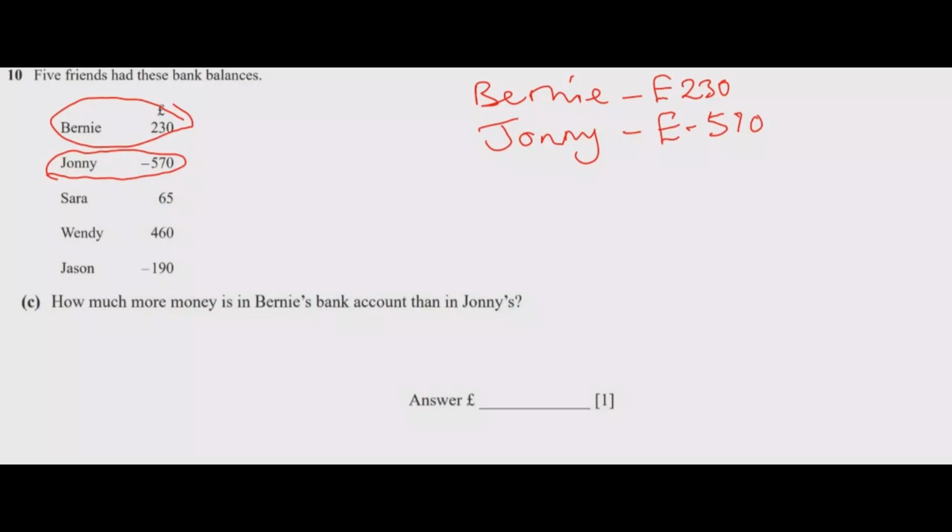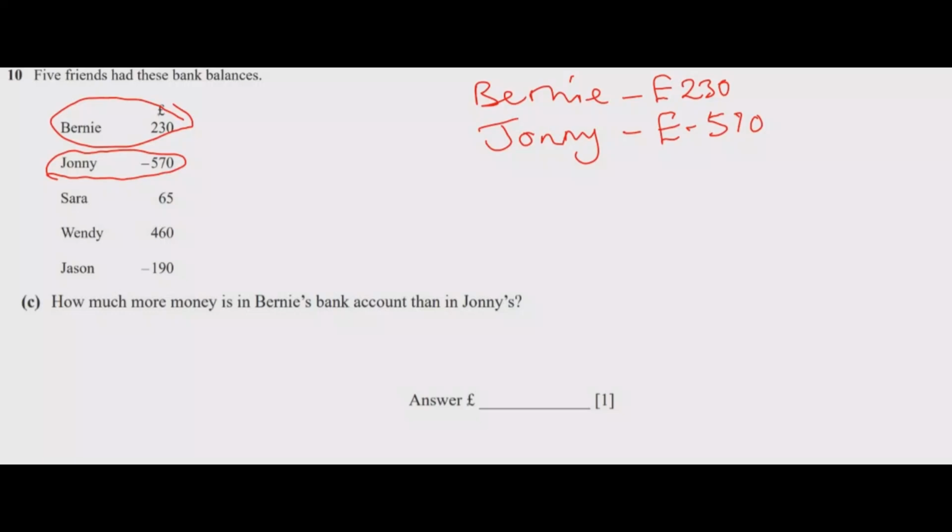So for Johnny to have £1, he should deposit in his account 571 pounds, more than 570 pounds. If he deposits 571, then he will have a balance of £1. So in the shortest way, we can say Johnny is in debt. He owes the bank some money, and that is 570.